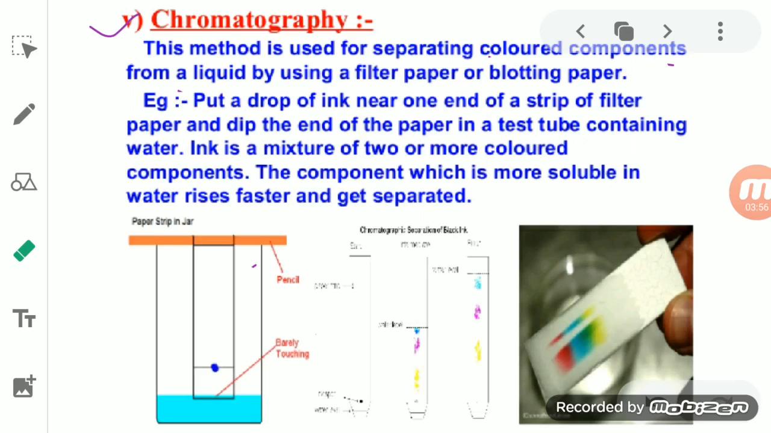Now see, suppose a black ink is there. Students, you know what black ink is? It is a mixture of several color substances that mix together to form black ink. If it consists of several colors, it means it has different components present in the same solvent, and this can be separated by the process of chromatography. Now what will we do in chromatography, students?